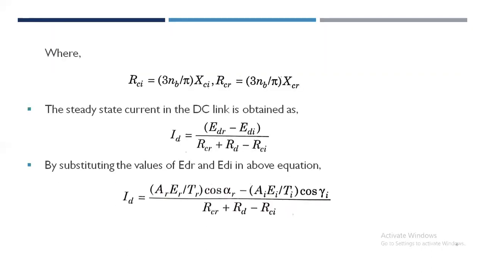It is to be noted that the control variables are nothing but TR, TI, alpha R, and beta I. However, for maintaining safe commutation margin, it is convenient to consider gamma I as the control variable instead of beta I.